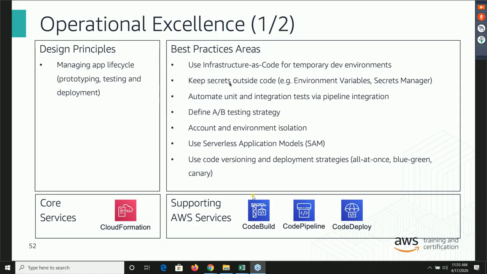So operational excellence, right? So we're on to the next pillar. What is in operational excellence? What are the design principles that we apply to serverless, and what practices do we use? So application lifecycle management. How do we build, prototype? How do we deploy? How do we promote the function code, the serverless code across multiple environments, right?